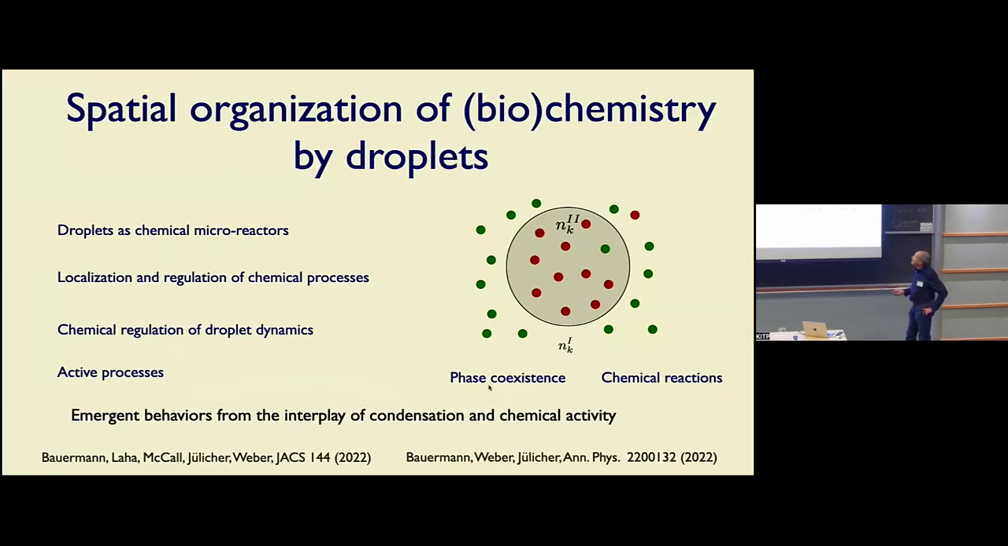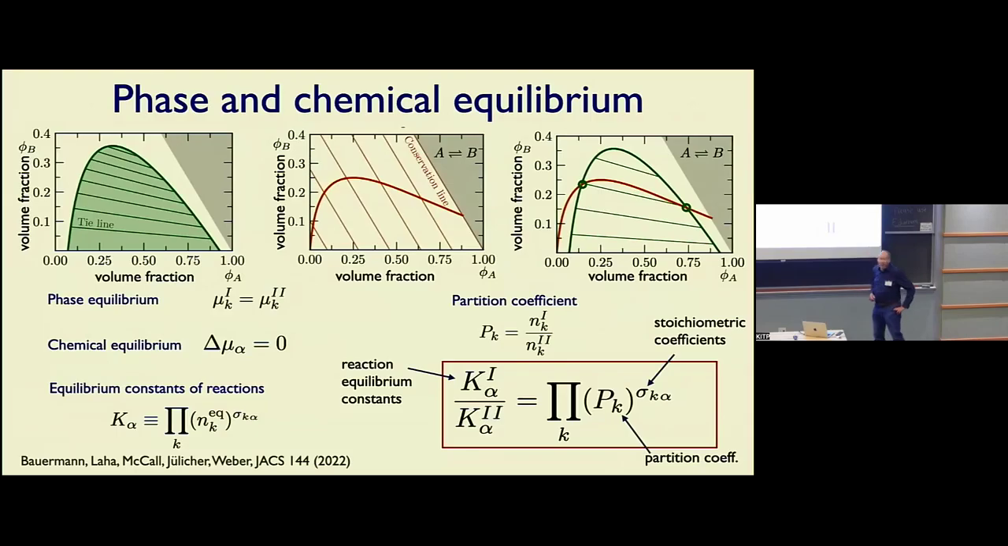So some basic ideas are that droplets can act as chemical microreactors. They can locate and regulate chemical processes. But of course, the phase separation and the droplets themselves can be chemically regulated and organized. If we first look at a passive system, that's a system that would relax to a thermodynamic equilibrium, phase equilibrium and chemical equilibrium must be consistent with each other. And this can be illustrated in the following way.